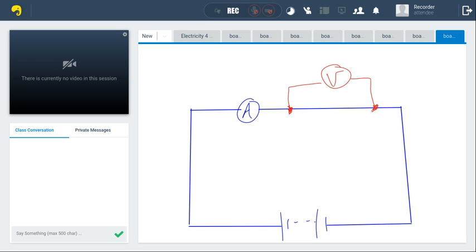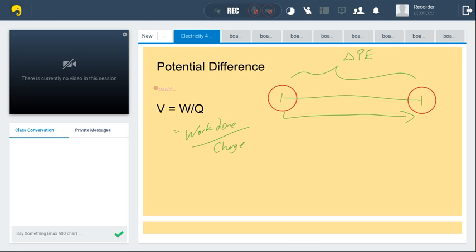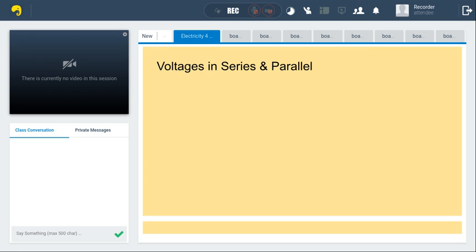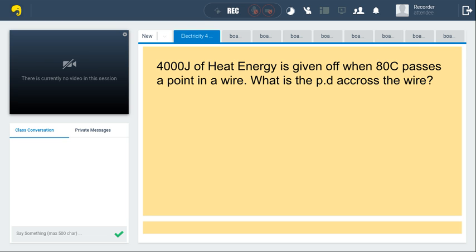Okay, so important to know. So that was voltages in series and in parallel. Okay, let's look at this little question. That's a really annoying question because it should be very, very simple. 4,000 joules of heat energy is given off when 80 coulombs passes a point in a wire. What is the PD? What is the voltage across the wire?